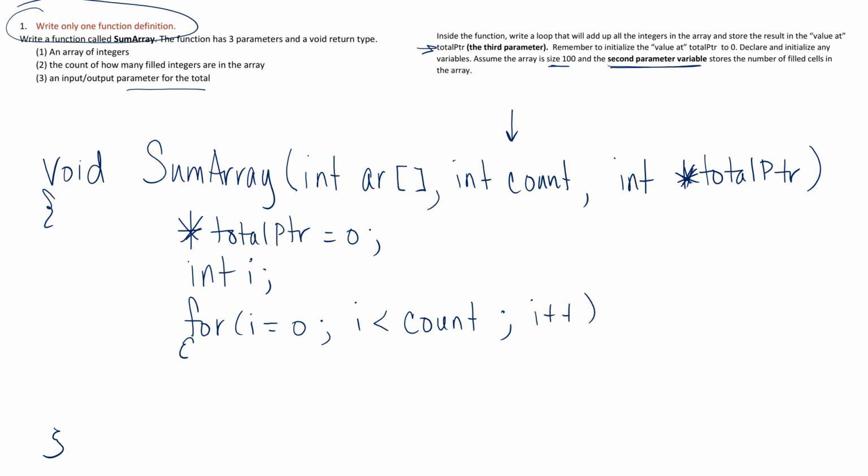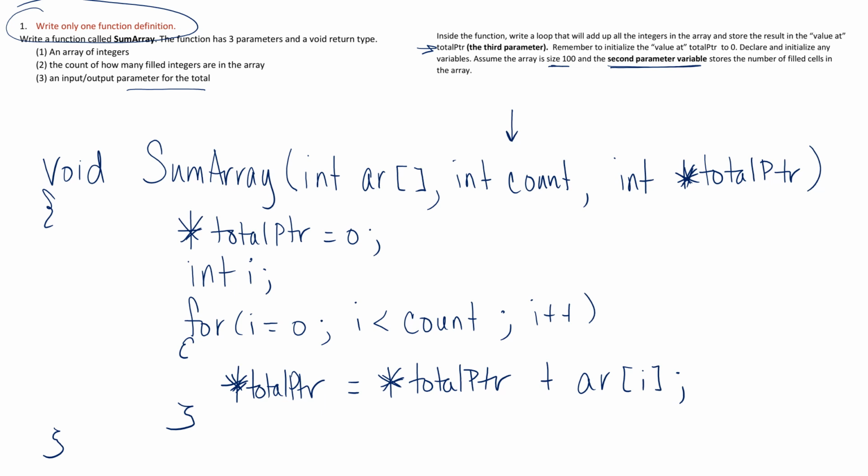and then we're going to take whatever value that total pointer has, which the first time, of course, is going to be 0, add it to each element in the array, and assign it back to the value at total pointer. So it'll go through each element in the array and add them up and store the result in the value at total pointer.